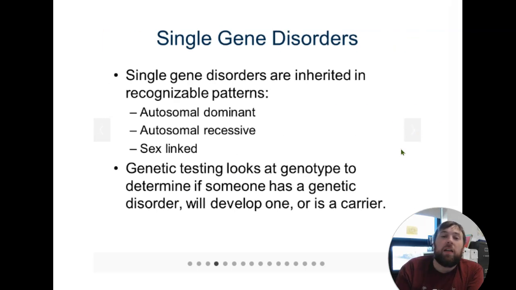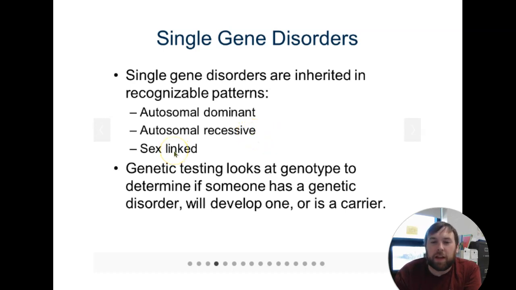Now, we have different kinds of single gene disorders because they come in different recognizable patterns. We know that genes can be autosomal, meaning they are carried on any of the autosomes, the chromosomes that are non-sex linked and not determined by gender. And we can have a dominant or recessive pattern there, meaning that this gene could be expressed or not expressed unless it has 2 copies available to it.